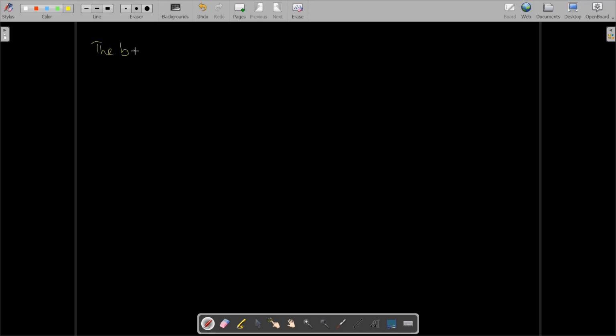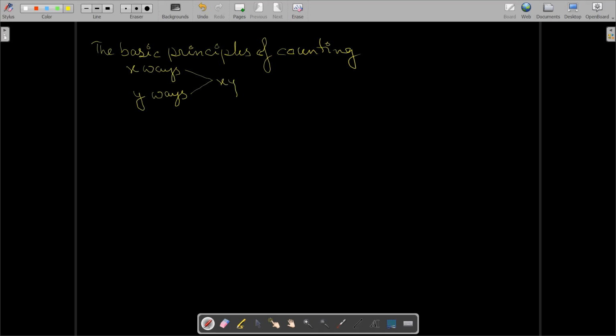Let's break it down. So, what is the basic principle of counting? The principle of counting will be fundamental to all our work. It states that when there are X ways to do one thing and Y ways to do another, then there are XY ways of doing both.